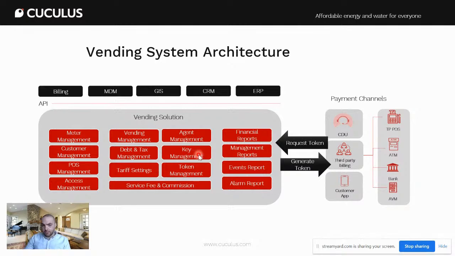Also, we have key management, such as, for example, the vending keys and the encryption keys. All the information about the keys can be stored and managed in the vending system. Token management: in our vending system, we have a comprehensive list of, I would say, engineering tokens, okay? It's used, for example, for key change tokens, emergency tokens, and this kind of engineering token.